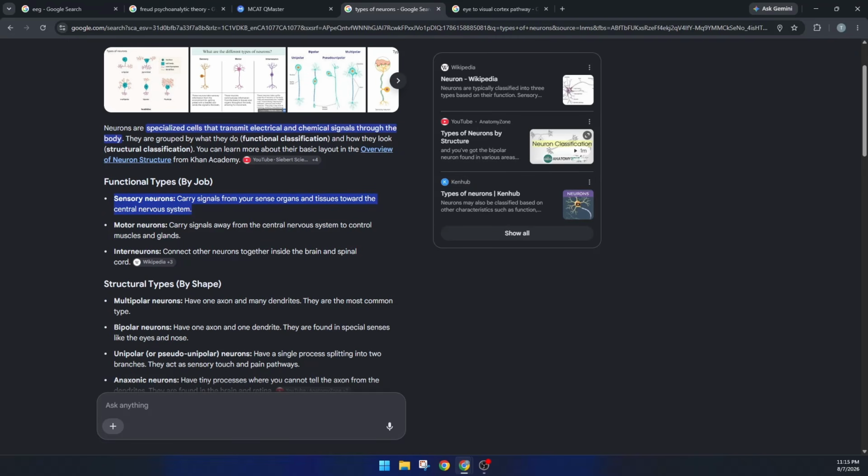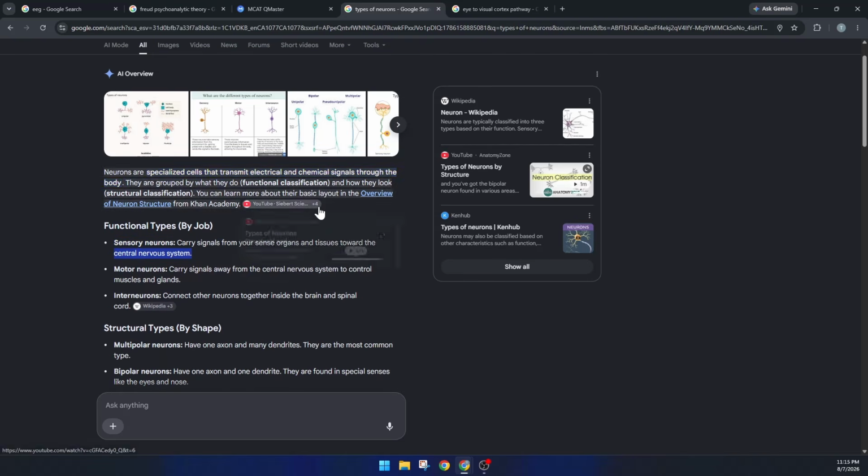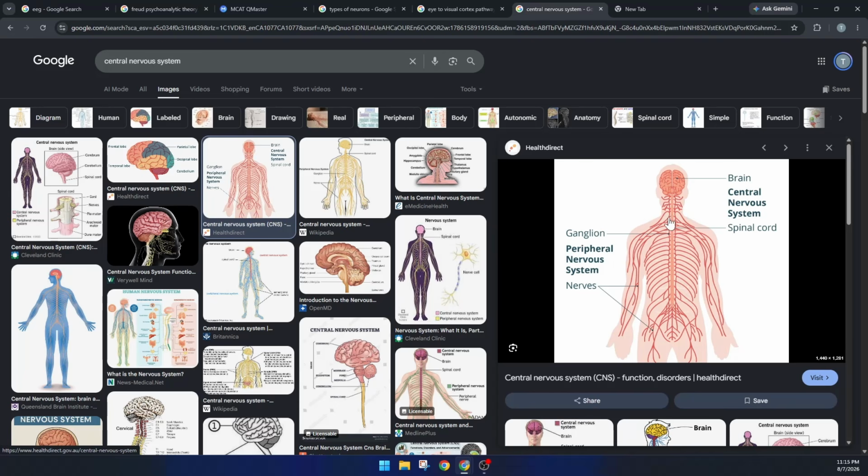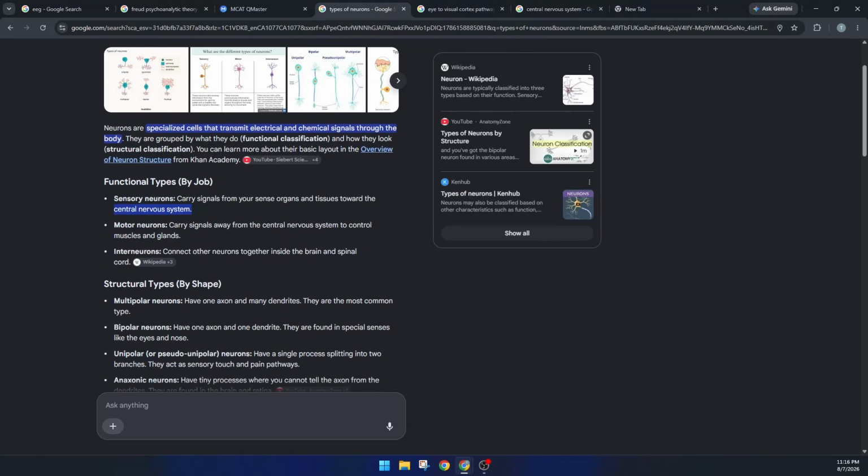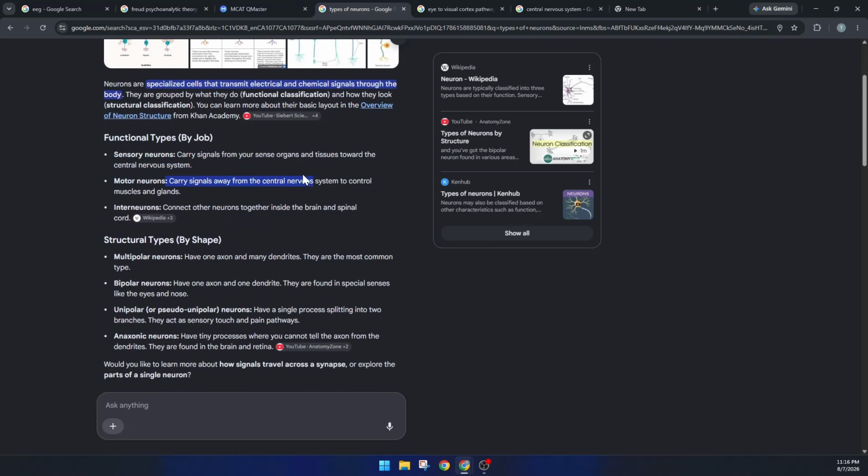Sensory neurons carry signals from your sense organs and tissues toward the central nervous system. So you need to understand what your CNS and PNS are. Central nervous system means your brain and your spinal cord. Peripheral nervous system means any of the nerves going outside of it. So sensory neurons usually carry signals to your brain. Your brain and your spinal cord make up this central nervous system, okay? And your motor neurons carry signals away from the central nervous system to control the muscles and glands.